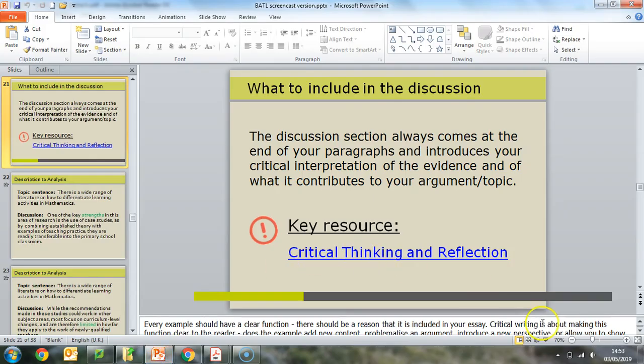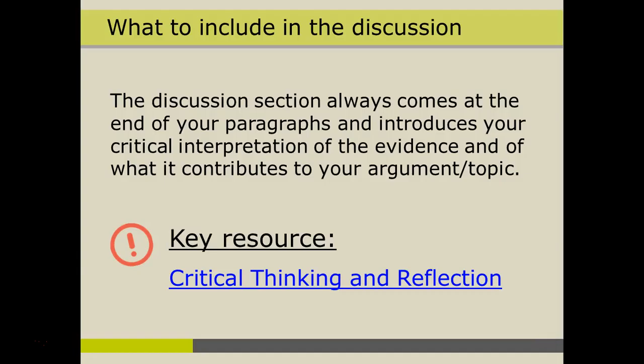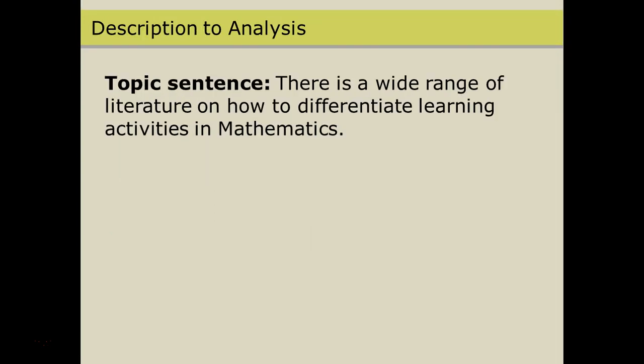Okay. So let's have a look at some examples of that in practice then, because it does feel a bit abstract, I think, at the minute. Let's imagine that we're writing a particular paragraph and it begins with this topic sentence. This topic sentence, as you'll see, is identifying a trend in the literature. So it says there's a wide range of literature on how to differentiate learning activities in mathematics. And then you'd expect further sentences that explain that and some evidence. We'd like to see the studies that talk about how to differentiate learning activities in maths.